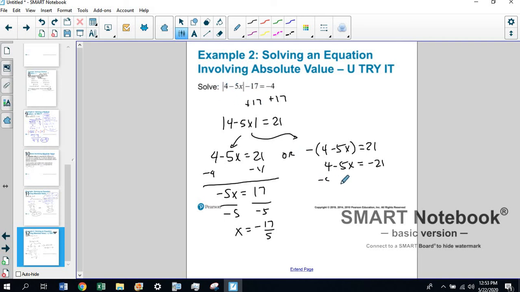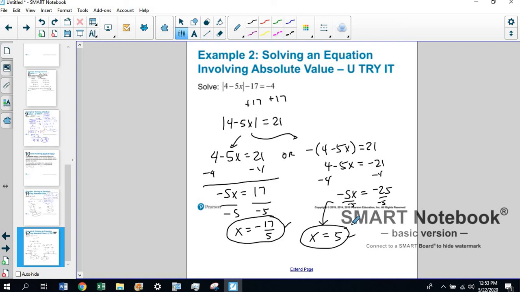All right, here we're going to subtract 4 from both sides and get negative 5x equals negative 25. And then if we divide both sides by negative 5, you'll get x equals positive 5. Negative 25 divided by negative 5 is positive 5. And you get these two answers. If you check them, they do work. And so those are your two solutions for that one.